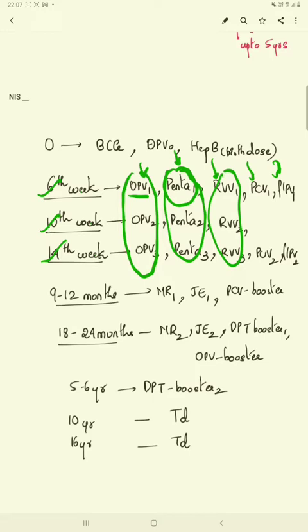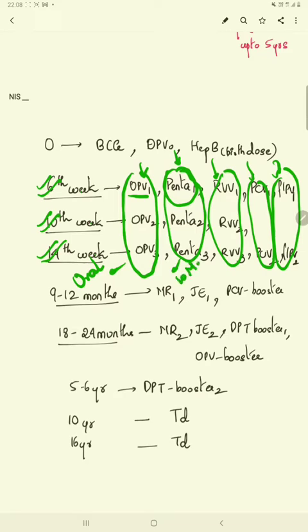Next, only 1, 2: that is your pneumococcal vaccine 1, 2, and FIPV, that is fractional inactivated polio vaccine, 1, 2. The ones that are given 1, 2, 3 are given at all 3 timelines, that is the 6th, 10th, and 14th week, whereas the ones given as 1 and 2, that is pneumococcal and FIPV, are given only at the 6th and 14th week. Okay, remember that.